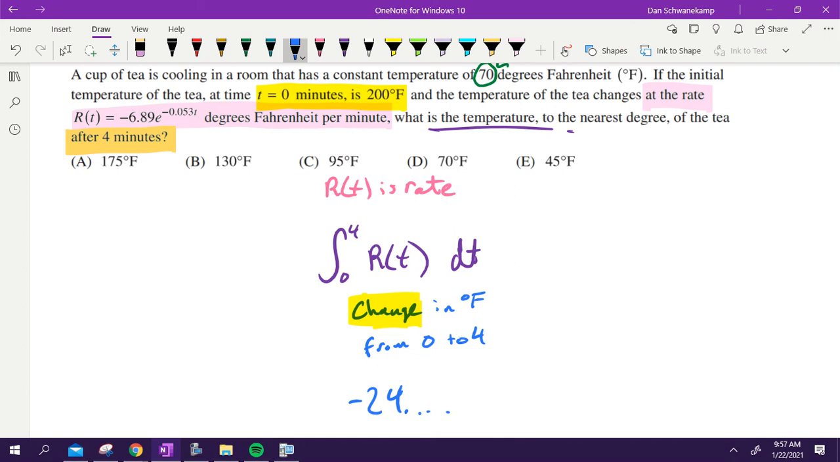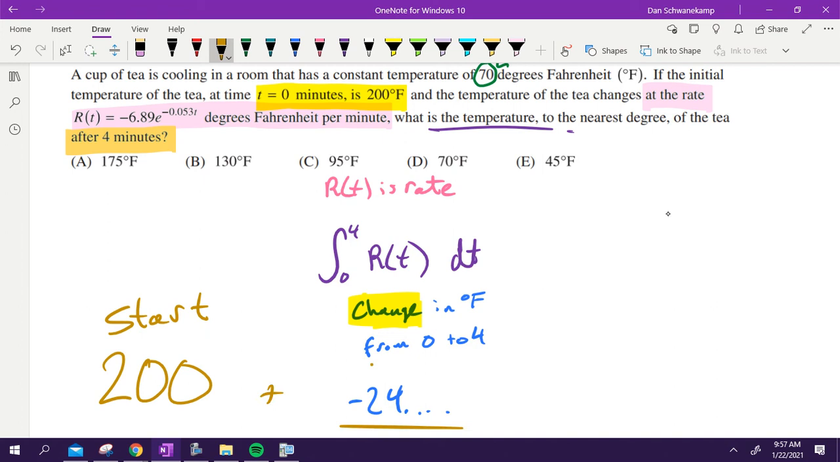Is that the answer to my question? No, none of those say anything near negative 24. Why? What else do I need to do to figure out the temperature of the tea? Austin? You have to figure out what you started with. 200 was my starting temperature. I started at 200. And then I'm going to add to that the change.